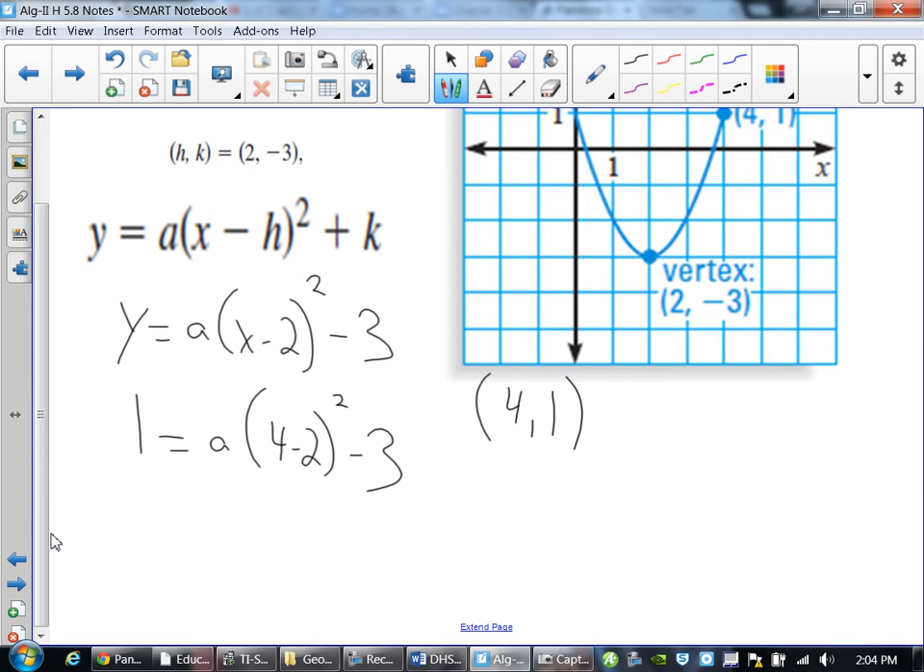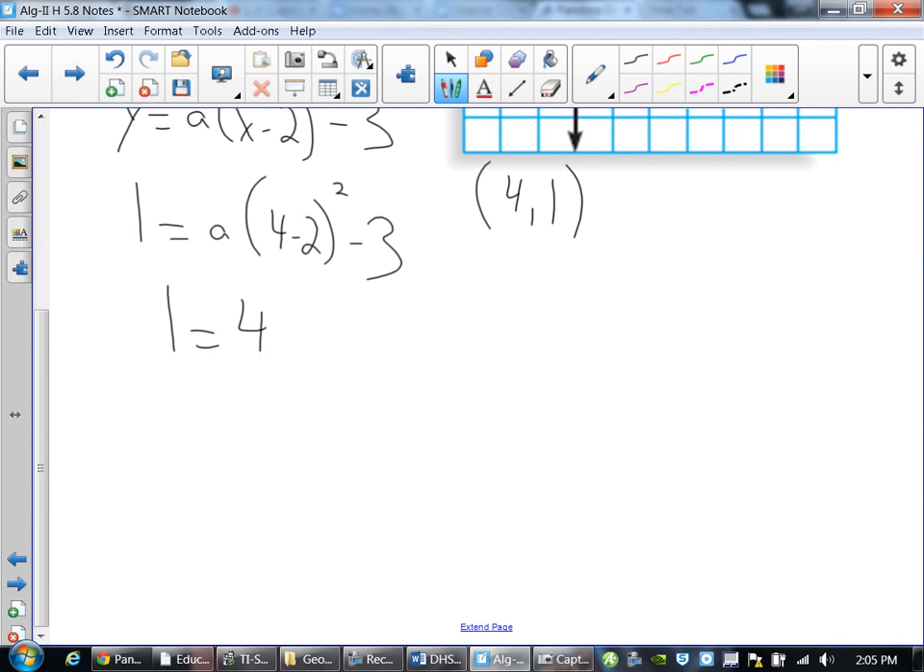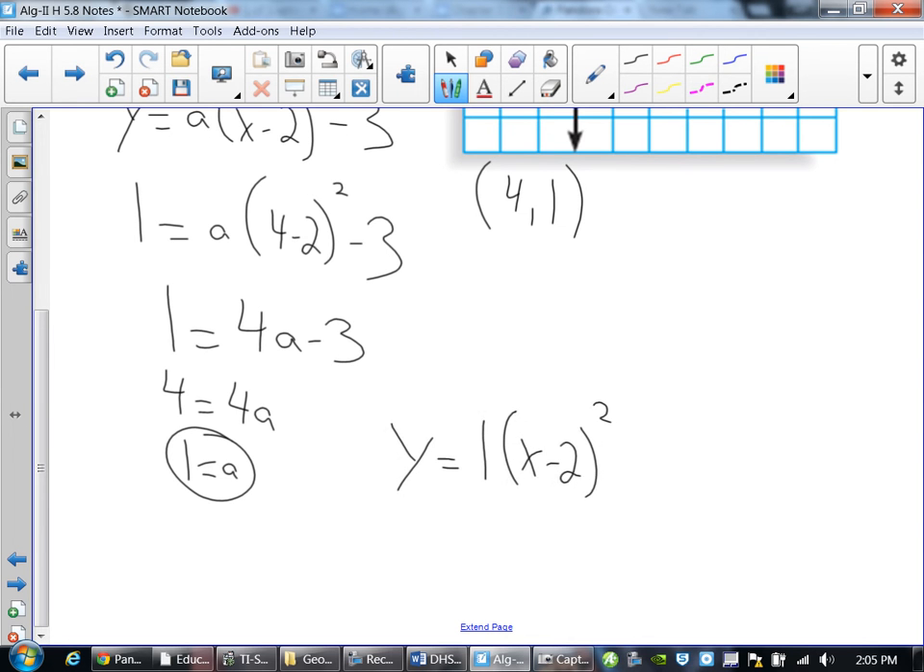All right. So in this case here, what's 4 minus 2? 2. What's 2 squared? 4. Okay. So we have 1 equals 4a minus 3. What do I do? What's a? So if a is 1, and we knew what h and k were, all we do is substitute all back and you're done. Your final answer would be y equals 1 times x minus 2 quantity squared minus 3.